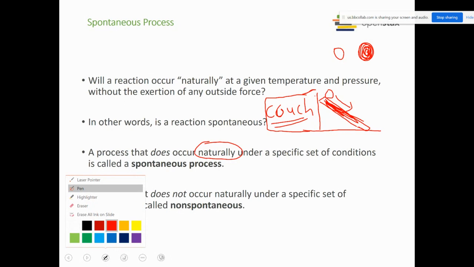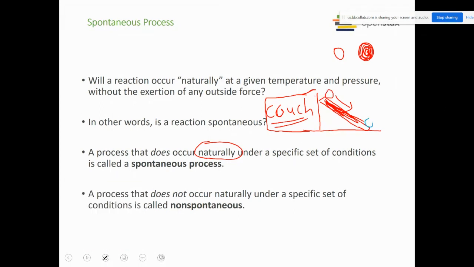Now, let's say the other thing. If I place the ball at the bottom of this plank and leave it there, will it go up the plank without a continual input of energy? Do you think that ball will ever roll up that wooden plank? No. That kind of process that does not occur naturally under a specific set of conditions, and remember, my condition was the ball was placed at the bottom of the plank, is called a non-spontaneous process. So the ball rolling up the plank is a non-spontaneous process. But the ball rolling down the plank, after I just set it there without even having to push it, is called a spontaneous process.